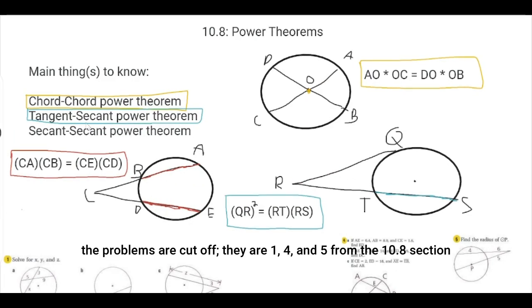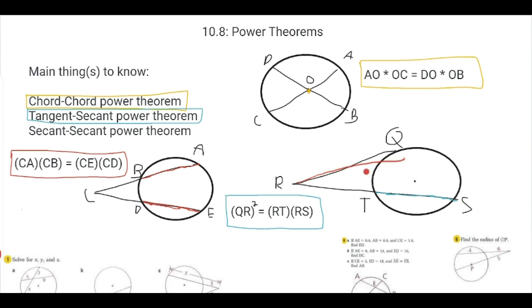Okay, tangent secant power theorem. So you're usually going to have a tangent and a secant. The tangent squared will be equal to this segment right here, RT, times this entire segment, RS. Make sure you're not doing RT times TS. That will yield you a wrong answer.